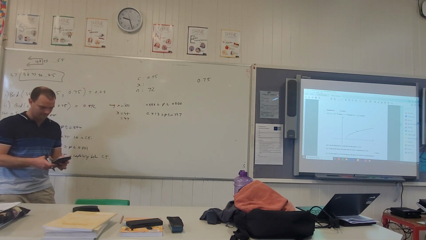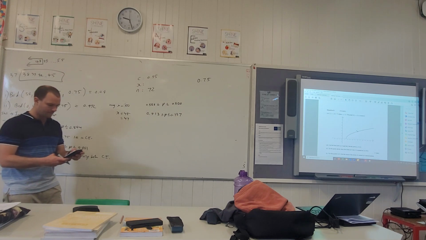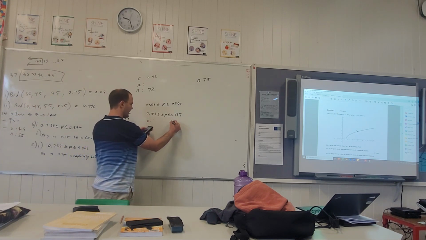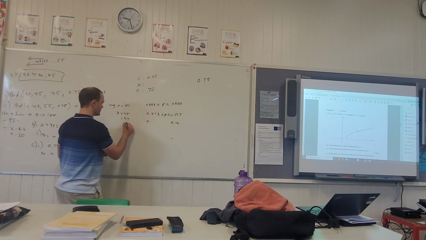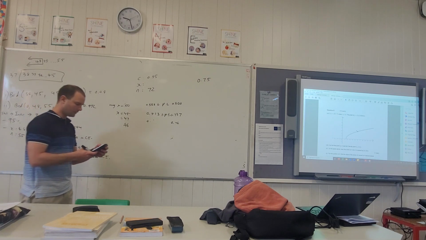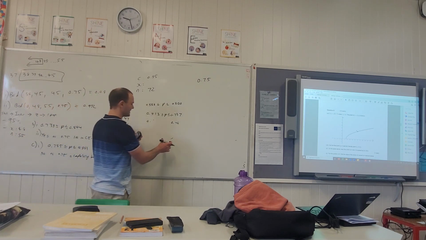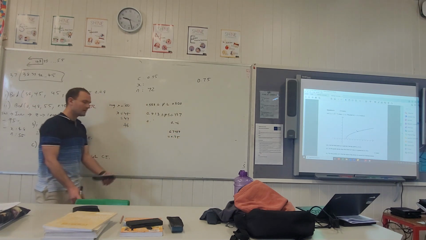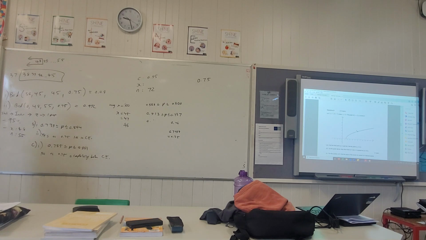Let's go for 47. Alright, 47 supports it. I've got the upper boundary is 0.76. And so what about 46? The question is, does 46 support it? And I've got 0.7498, which will round to 0.75. So it's supported. You need at least 46 people to support it.